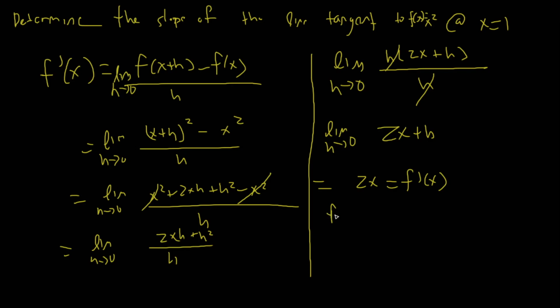So we know f prime at x, right? But we want f prime at 1. So all I have to do is substitute 1 into this function here, which would be 2 times 1 equals 2. So therefore, the slope of our tangent to f at x equals x squared at x equals 1 is 2.